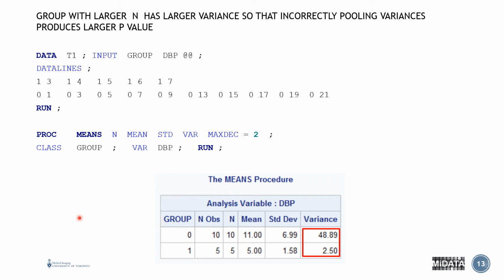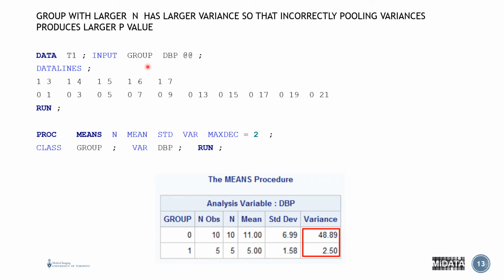Okay, as always, let's look at an example. In this case, the group with larger n, or sample size, also has larger variance, and so incorrectly pooling the variances produces a larger p-value. And we're going to show this. So once again, here's our data statement. We're creating a data set called T1. It's once again diastolic blood pressure.